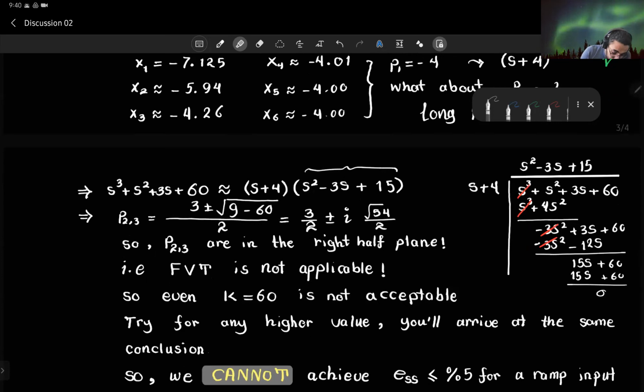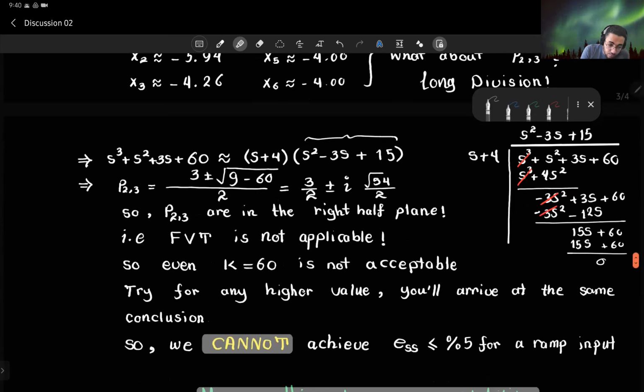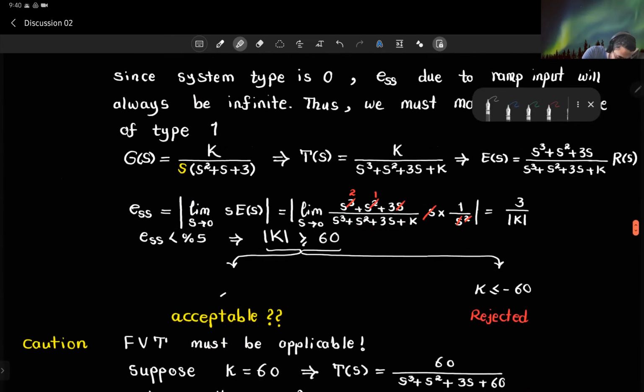In fact, if you try to do this calculation for any higher value, like k bigger than or equal to 61 or any bigger value, you will arrive at the same conclusion, in the sense that the poles of the closed loop transfer function will lie in the right half plane. So in particular, it turns out that we cannot achieve ESS less than 5%, right? So even this range is not applicable. Yeah.